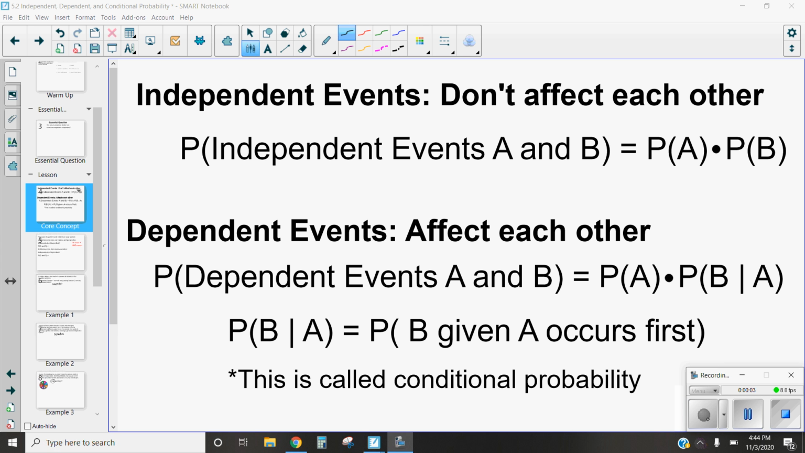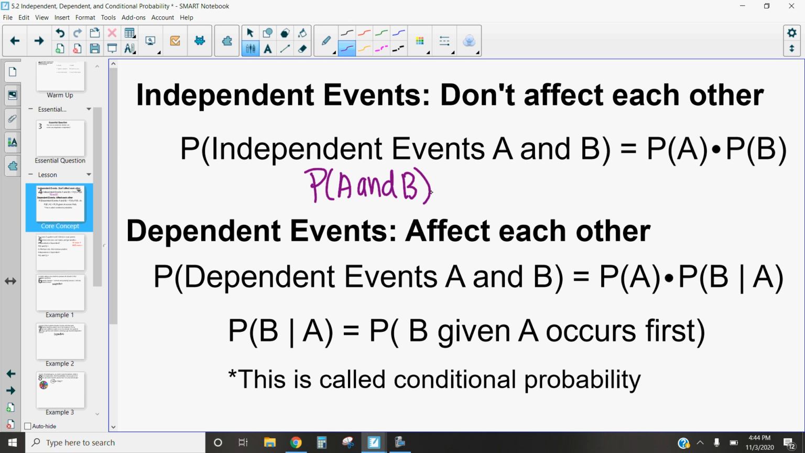Hi, this is Mrs. Kidman, and in this video, we're going to be discussing how to calculate the probabilities for independent events and dependent events and how they affect one another. So independent events, remember, they don't affect each other. So what that means is the probabilities don't change when the events occur. So the way that we calculate those probabilities: the probability of A occurring and B occurring, if A and B are independent, is going to be the probability of A times the probability of B.